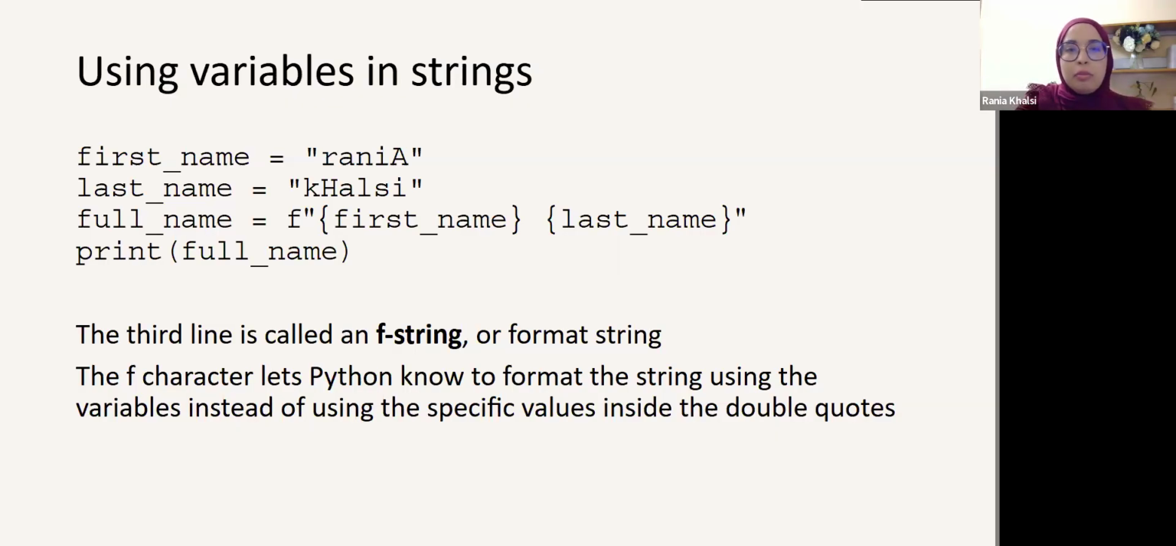Okay, format strings. So let's say now that we have the first name and the last name saved in separate variables. We have two separate variables, the first one saving the first name and the second one saving the last name, and I would like to create a third variable, full name, that combines the first name and the last name. The way that I can do that is called an F string.